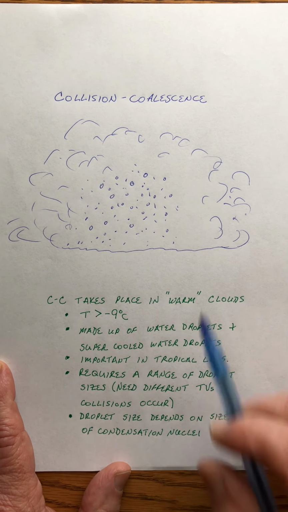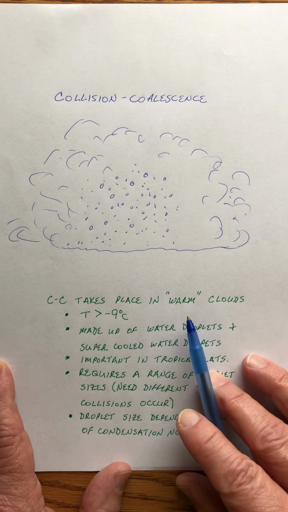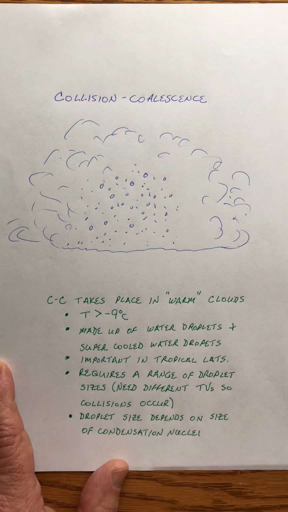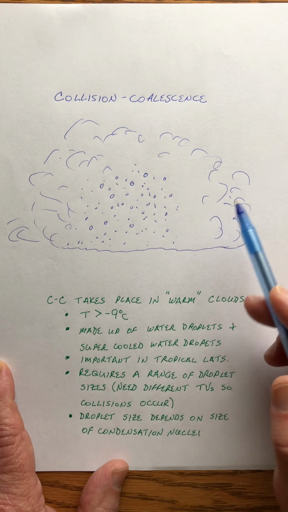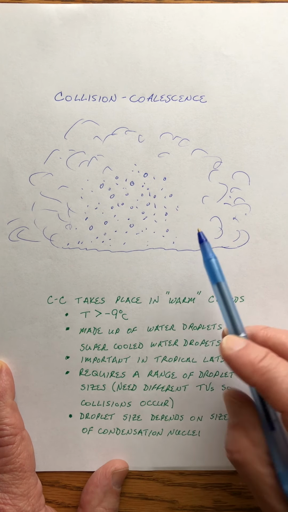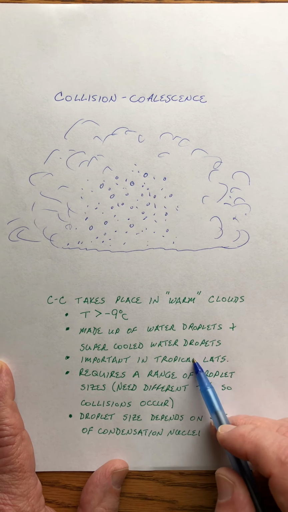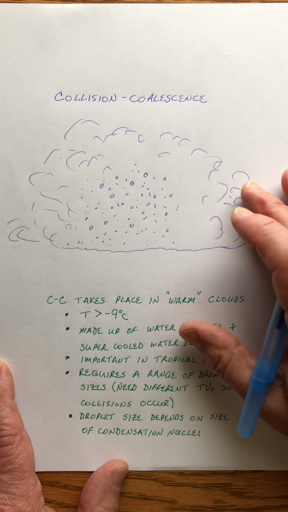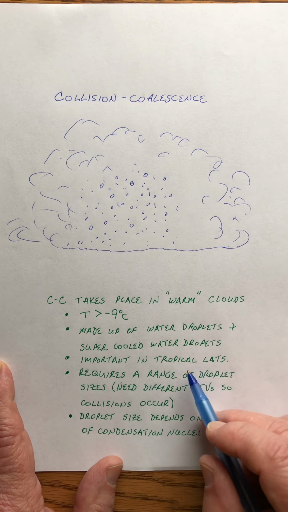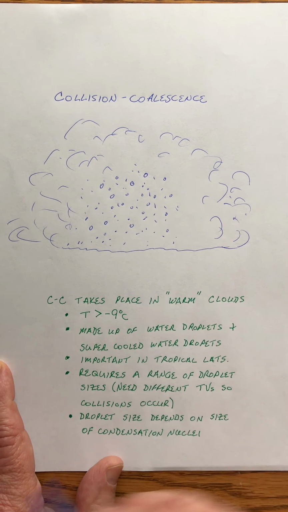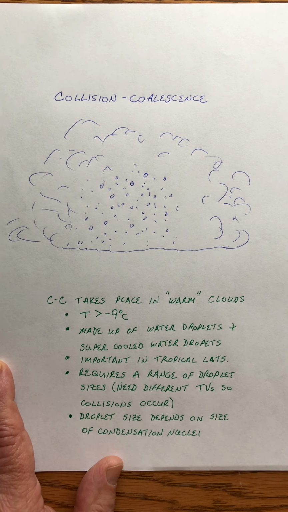And so the collision-coalescence method takes place in warm clouds. A warm cloud is defined as a cloud that has a temperature that's greater than -9 degrees Celsius. It is made up of water droplets and supercooled water droplets. And because it's a warm cloud and made up of purely liquid water droplets, it's especially important in the tropical latitudes. Okay, so how do you get different sized droplets and supercooled water droplets in a cloud?